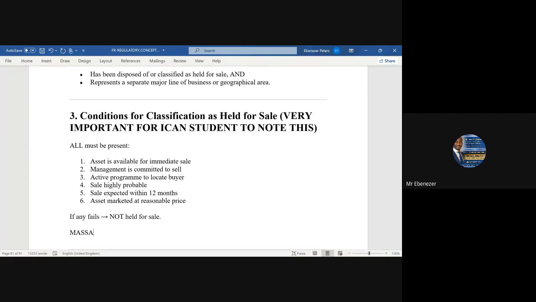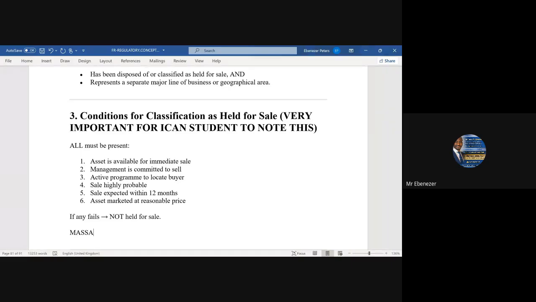Then the sale is expected to be within 1 year. If the sale will not be done within 1 year, it will not be classified as asset held for sale. Then the asset must be marketed at a reasonable price. You don't put an unreasonable price on it and call it held for sale, because if you put an unreasonable price, the asset may not be sold within 12 months. So these are the 6 criteria that must be fully met.